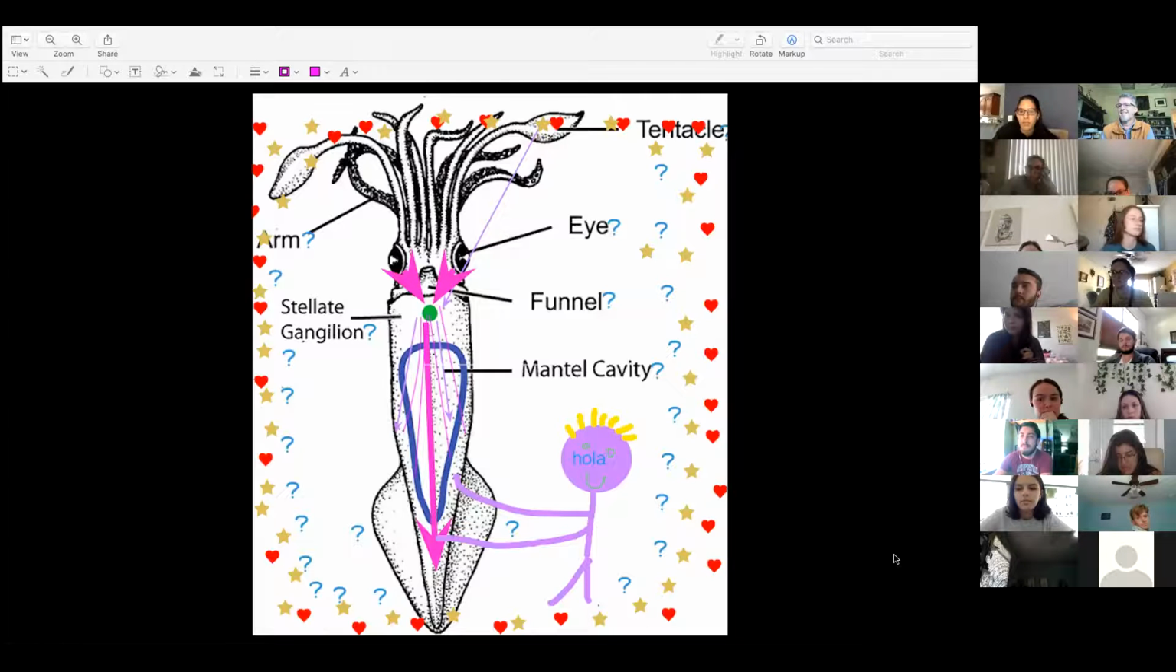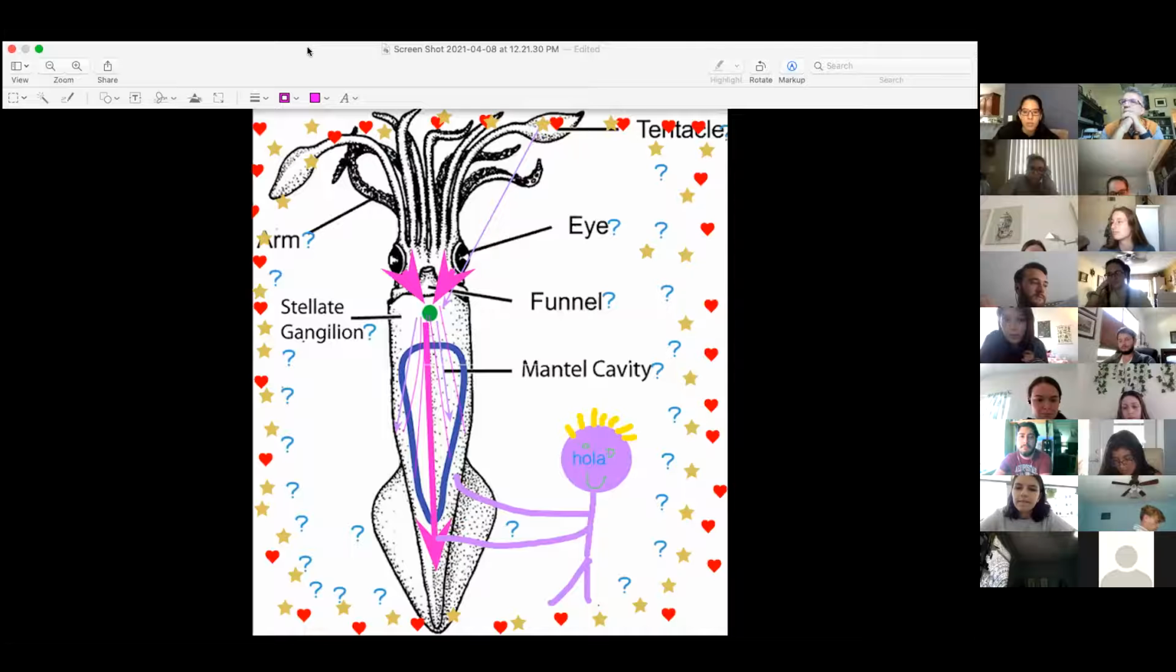Hey, Carla. Well, that makes sense. I think I was a little confused during this exercise on what the purpose of the stellate ganglion was. Think of it, that's what we're doing, we're hypothesizing. When we were doing this, I was under the impression that it was acting as the brain. Great. So what should the stellate ganglion be doing then? Processing the information from the eye.